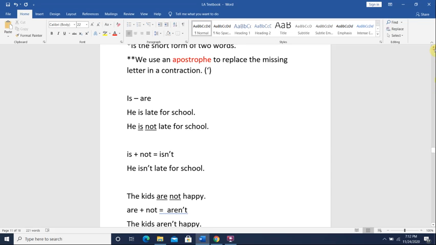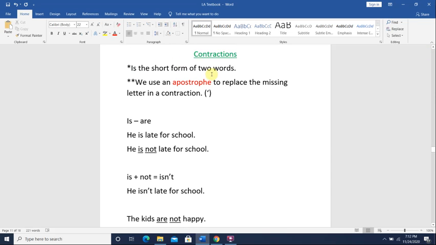Okay, again, what is a contraction? A contraction is a short form of two words. And we use an apostrophe to replace the missing letter. So to make a contraction of is not, I will write is, and I put the N for not, take away the O, and replace it. Replace means to put. The apostrophe will take the place of the O, and then I put T. So is not becomes isn't.